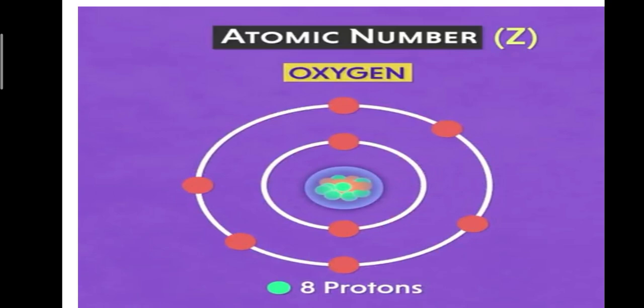That's why they are in an orbit. So here you will see the red color dots are the electrons. So they are kept in particular orbits.